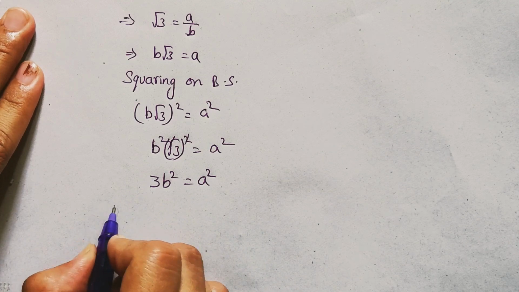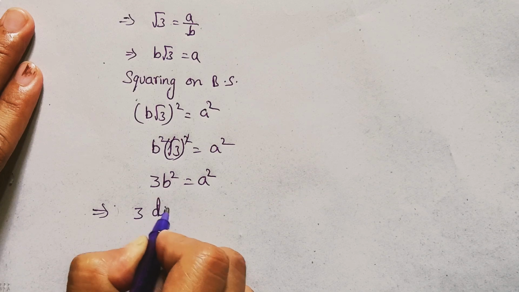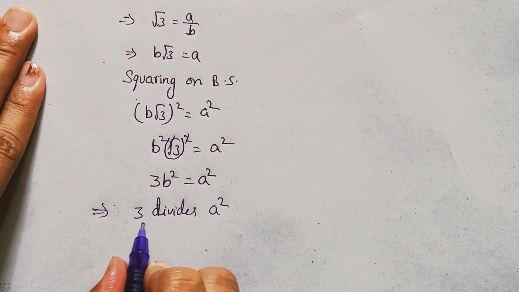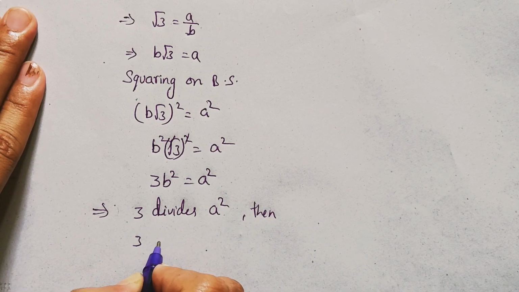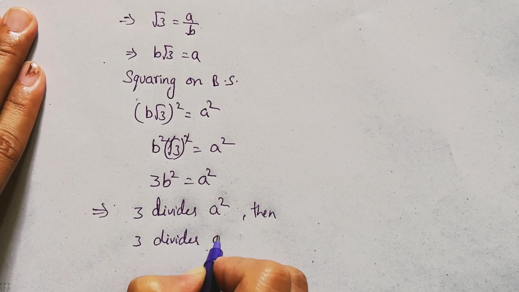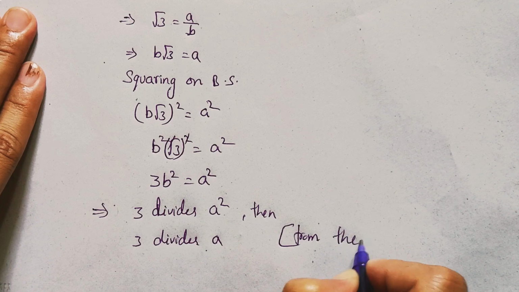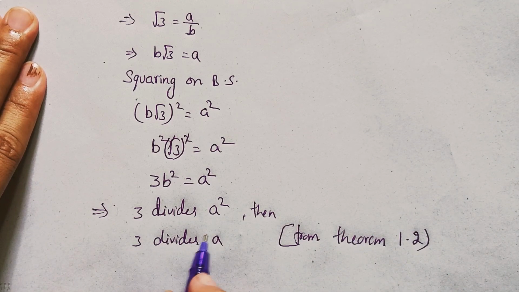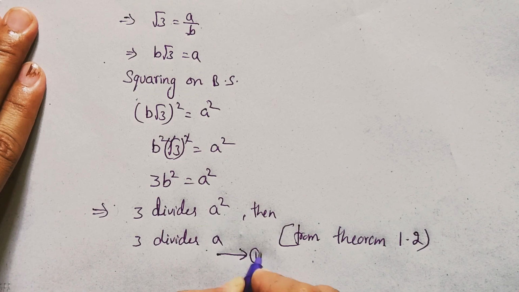From this we can say that 3 divides A square. If 3 divides A square, then 3 divides A. This we are telling from theorem 1.2: if P divides A square, then P divides A. In the same way I have written this. So this is equation 1.